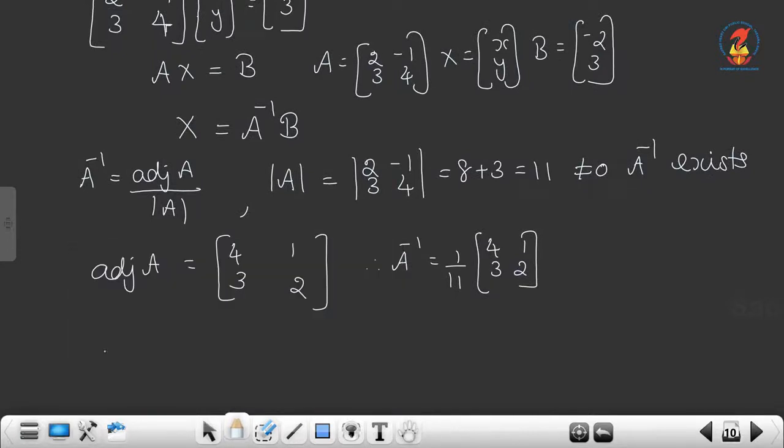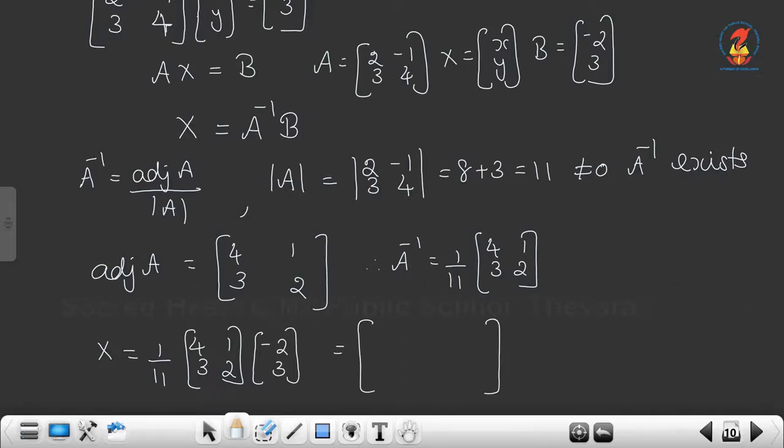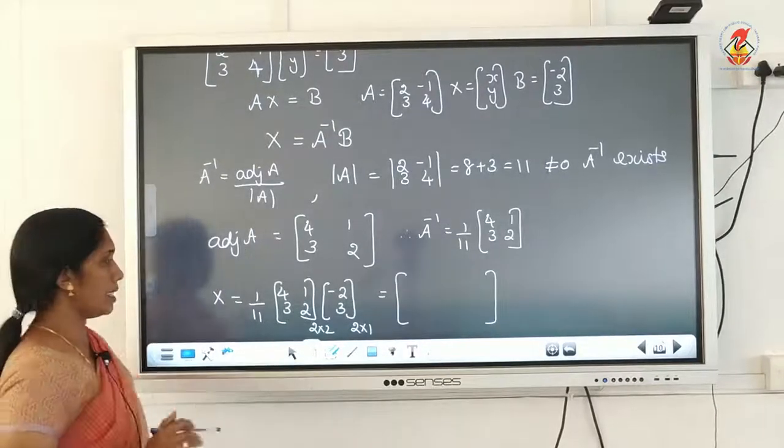X is equal to A inverse into B. So 1 by 11, 4, 1, 3, 2 into B. What is B? Minus 2, 3. So what about the answer? A 2 by 2 matrix into a 2 by 1 matrix, so the answer will be a 2 by 1 matrix. That is a column matrix.